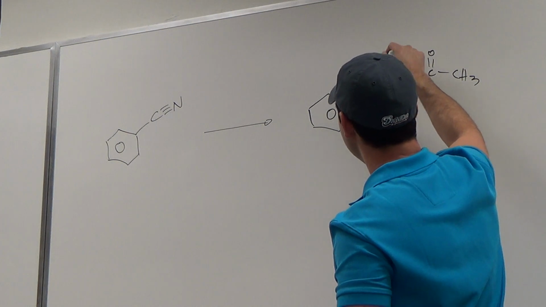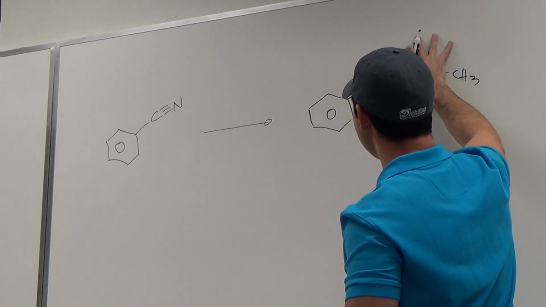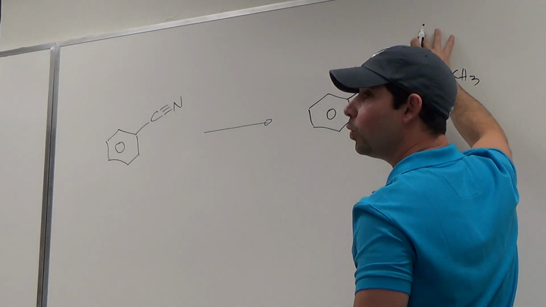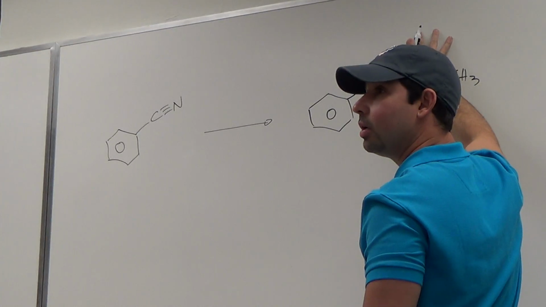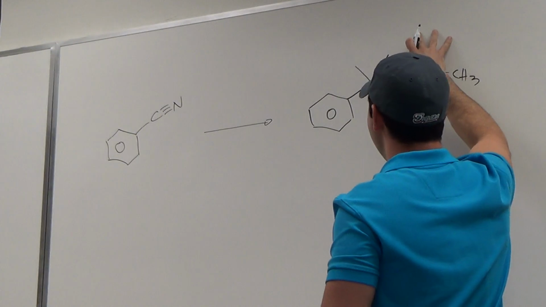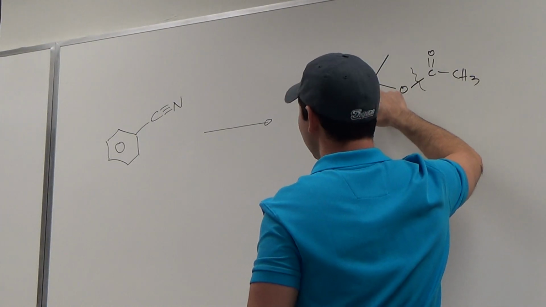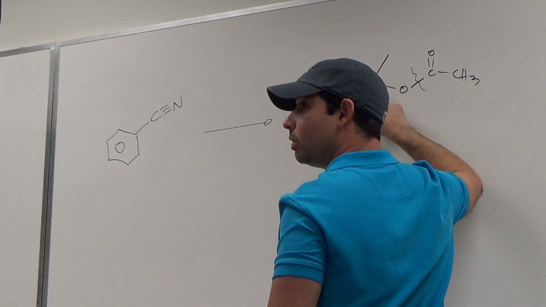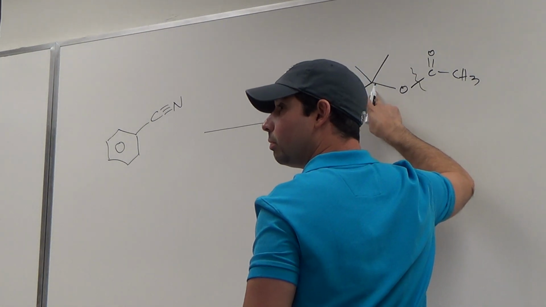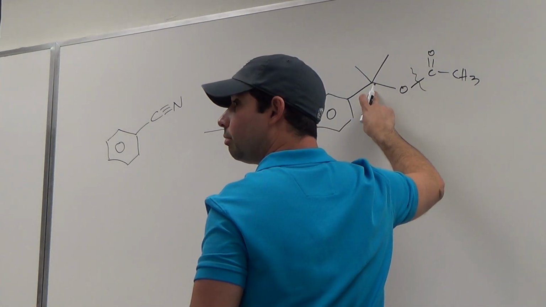How did I put methyl groups? If that were an alcohol, how did I put methyl groups on this thing? Grignard? From Grignard. Excess Grignard. But before I put the methyl groups from the Grignard, I must have had what here? An alkyl. No, a CH3.